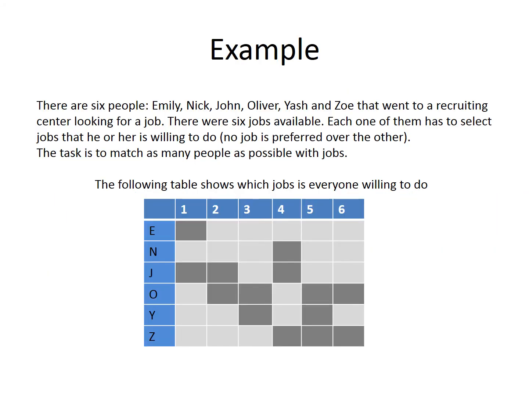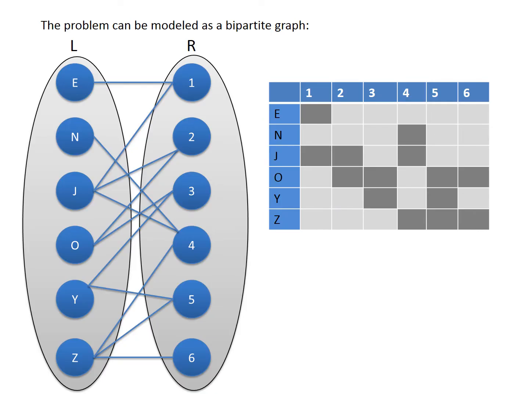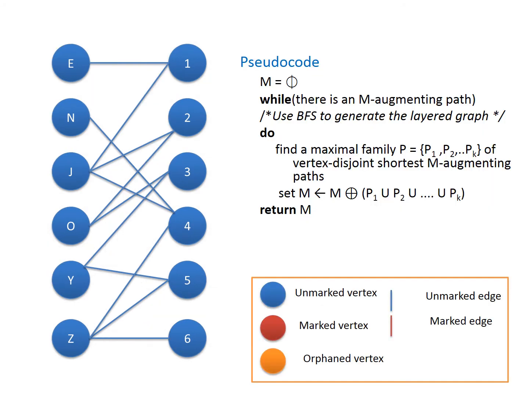We will now go through an example. 6 people try to find jobs. They select jobs out of the 6 available ones based on what they would like to do, without having any particular preferences. Using the given table, we can model the problem as a bipartite graph, so we can now run the Hopcroft Karp algorithm. We initialize M to be empty.